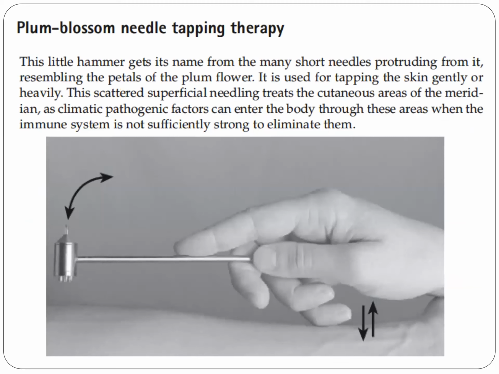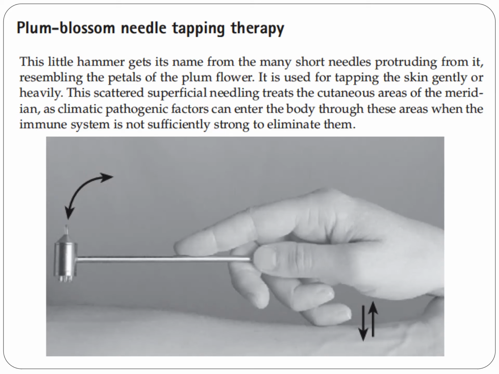Then ito naman po ay plum blossom needle tapping therapy. So tinatap po siya. Parang hammer siya, maliit na hammer. So gets its name from the many short needles protruding from it. So may mga needle po yung dulo niya, maliliit lang, resembling the petals of the plum flowers. It is used for tapping the skin. So itatap mo po yan sa skin, dahan-dahan lang.